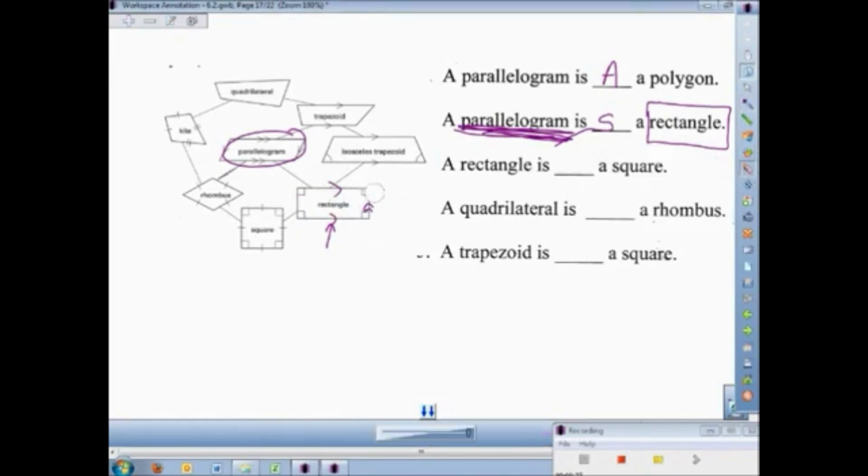So let's move on. A rectangle. Will a rectangle always have 4 right angles and 4 equal sides? Will it sometimes have 4 right angles and 4 equal sides? Or will a rectangle never have 4 right angles and 4 equal sides? Well, a rectangle is above square in the hierarchy, so a rectangle will sometimes be a square.